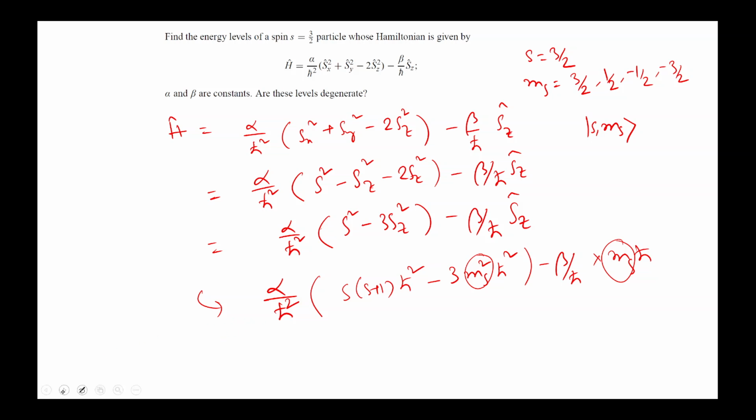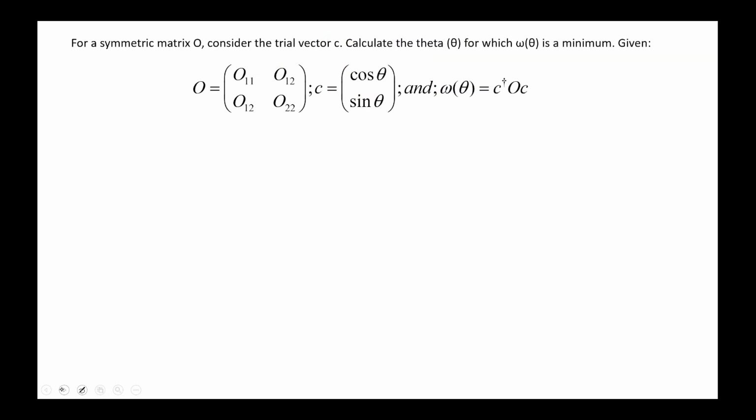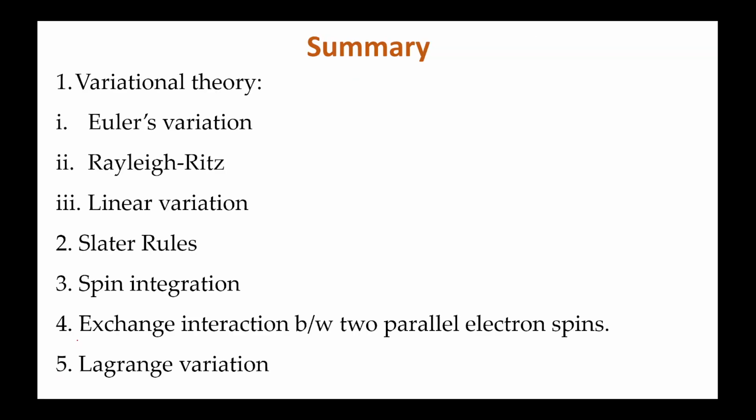Okay, so now let me do the summary of what has been done in this second week. The thing is that we don't know the exact solution of a many-body problem, say 2 electron, 3 electron and n electron systems. So we have to hold on to some kind of approximation method, and two promising approaches are variational theory and perturbation theory.